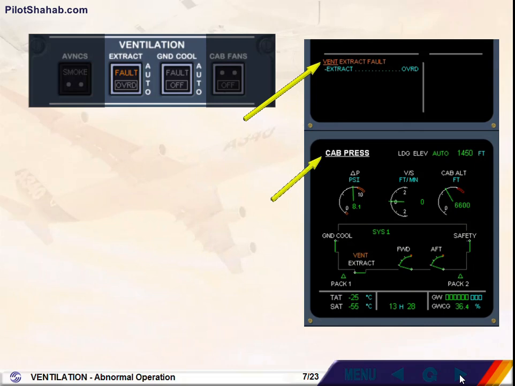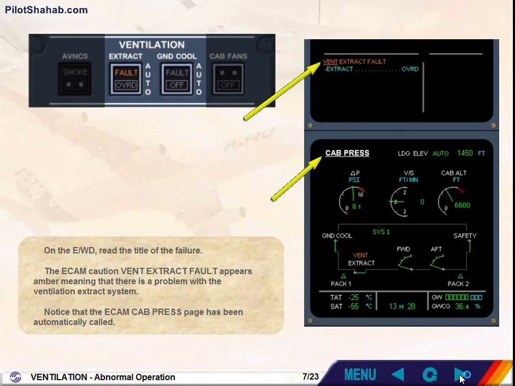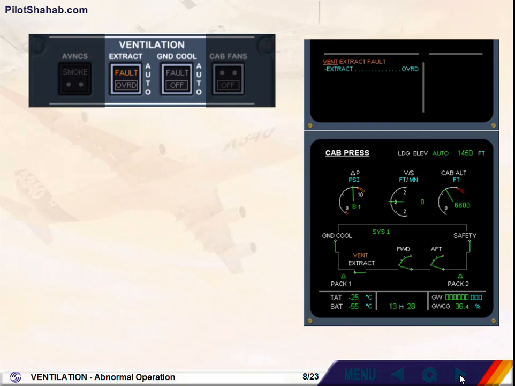Notice that the ECAM cabin pressurization page has been automatically called. Also observe that on the ECAM cabin pressure page, the ventilation indication is shown in amber, meaning that there is a low extract flow detected in the avionics compartment. On the ventilation panel, the amber fault light illuminated on the extract push-button switch confirms the failure.